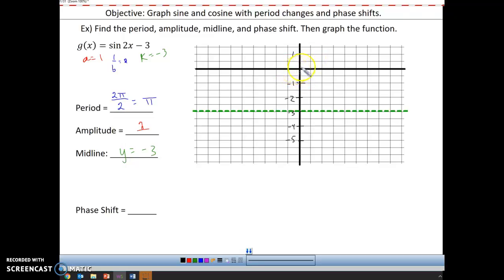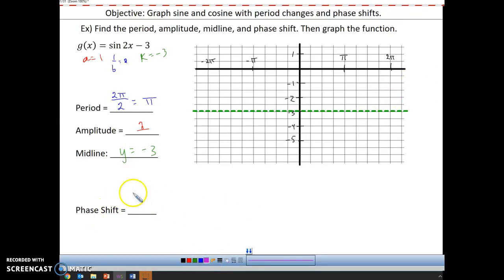Maybe every unit will be a pi fourth. So 1, 2, 3, 4. I'll just say this is pi. So that's going to be 1 period. So pi, 2 pi, and I can go this direction. 1, 2, 3, 4. This is negative pi. 2, 4. This is negative 2 pi. So with this, I should be able to fit 4 periods in.